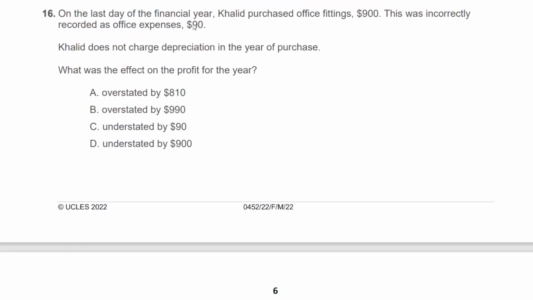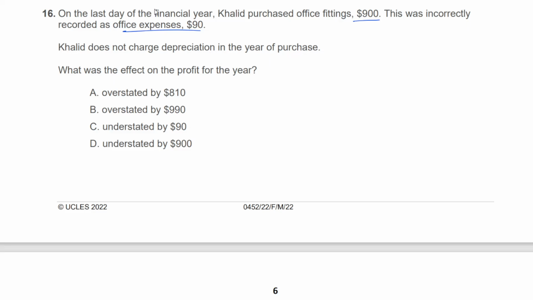On the last day of the financial year, Khalid purchased office fittings, $900. This was incorrectly recorded as office expenses. I hope you can recognize this is an error of, well, it's two errors at the same time. We're mixing up the category, and the amount is also wrong. Khalid does not charge depreciation in the year of purchase. What is the effect on the profit for the year?